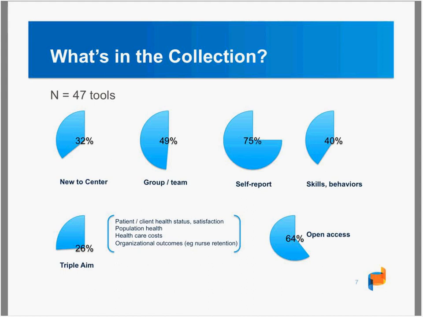About 40% of the tools address learner or trainee or practitioner skills and behaviors. The rest focus on values, attitudes, beliefs, perceptions of working relationships among colleagues, perceptions of other professionals, perceptions of working environments or teamwork. That also includes a few tools which measure organizational processes and outcomes of care. About a quarter of the tools might be potentially relevant for measuring the triple aims, and they're listed there. And two-thirds of the tools are open access and can be downloaded directly from our website.